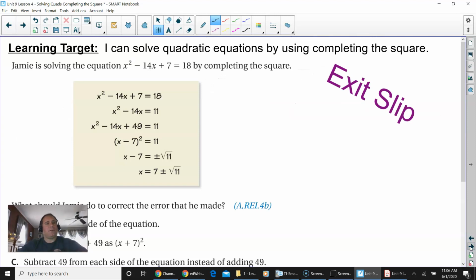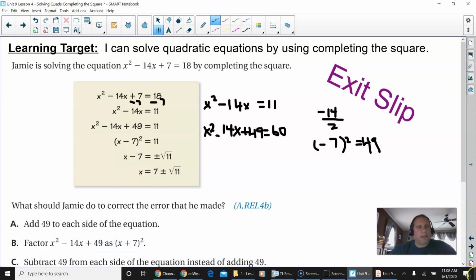Go ahead, see if you could see what Jamie did. She might have made an error. So go ahead. This is the exit slip. Press pause now. Okay, so the first thing that I do when they say there's an error, obviously there is an error. So you subtract 7 on both sides. We're going to complete the square here. So 7 cancels, and we get x squared minus 14x equals 11.